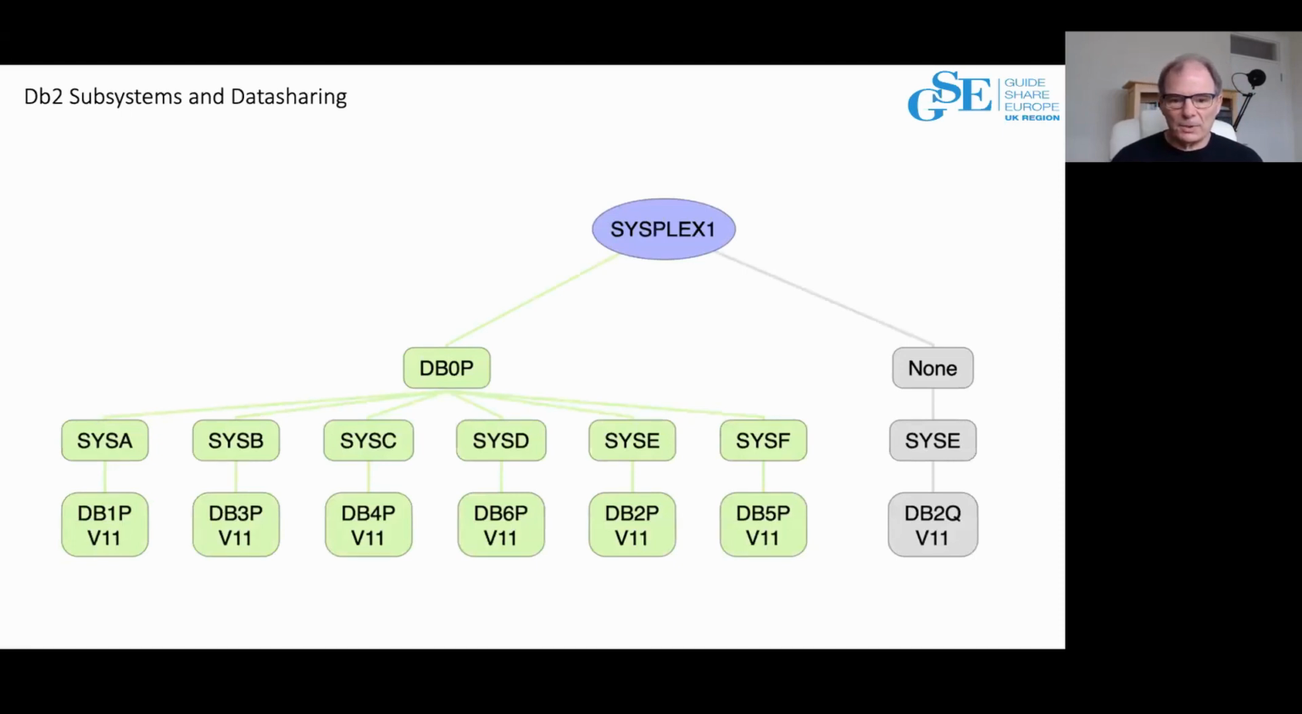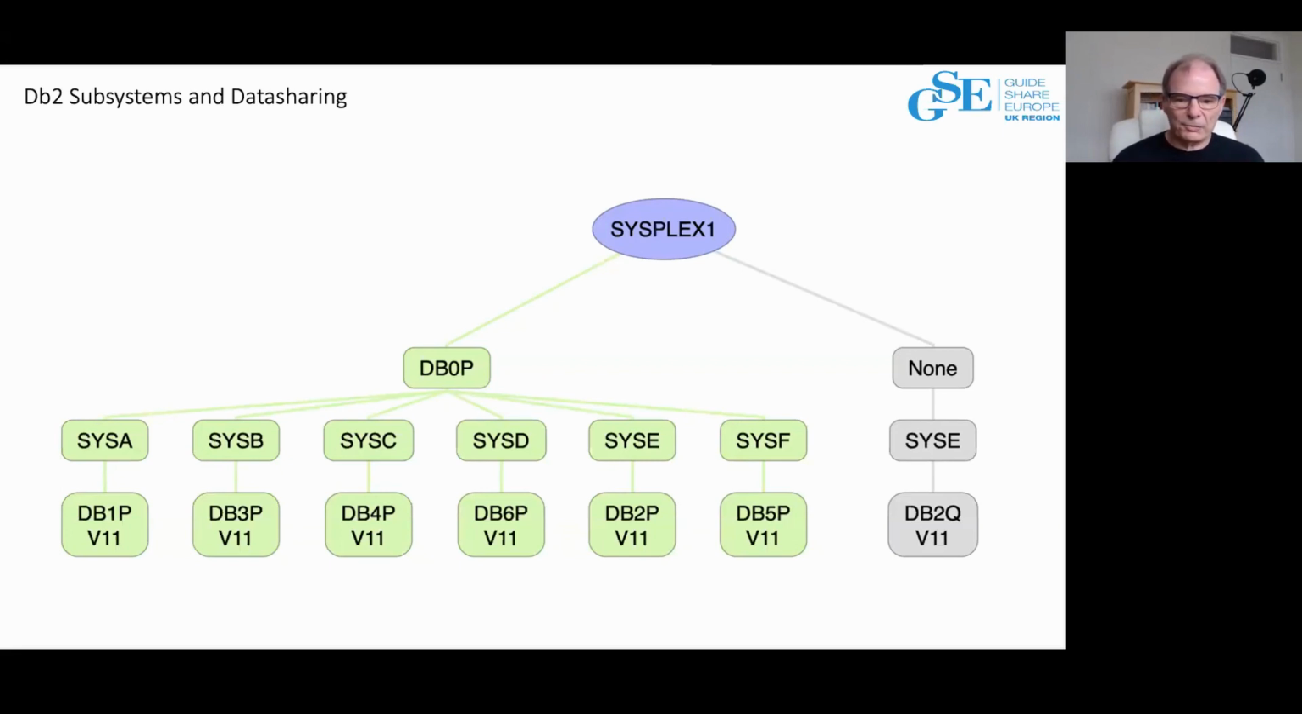So here's an example. This is a very real customer. I'm desperately trying to remember who. From the SMF data, you can see two things. You can see a data sharing group in the Sysplex called DB0P. And you can see another subsystem that's not in data sharing, presumably for a completely different purpose.